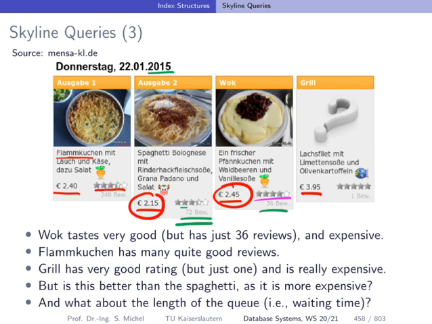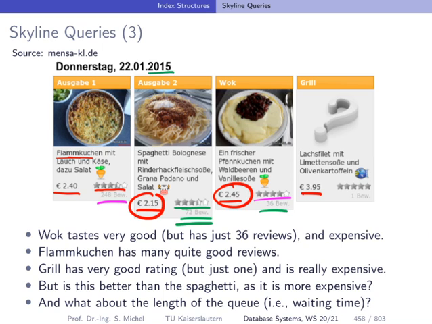In this case, we can say, well, we should go for spaghetti because it's cheaper, and the ratings are the same as for the Flammkuchen. If we look at the review number, then we cannot really say which one is better, because then this Flammkuchen has much more ratings than the spaghetti bolognese. So you see, it's a bit complicated.